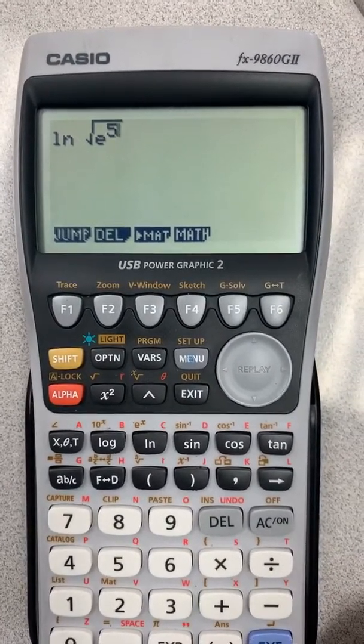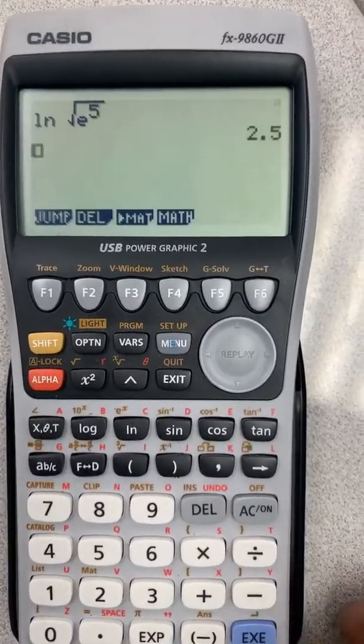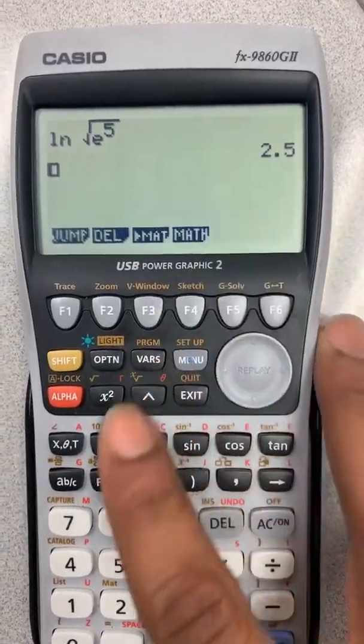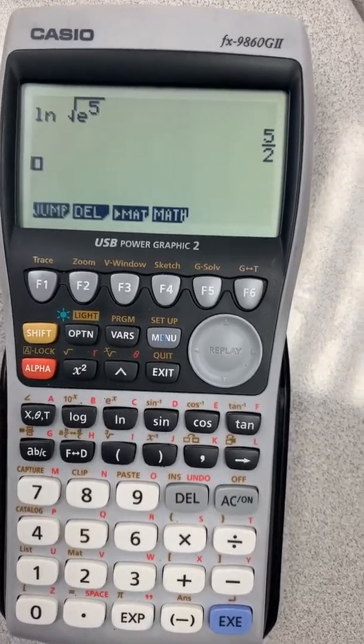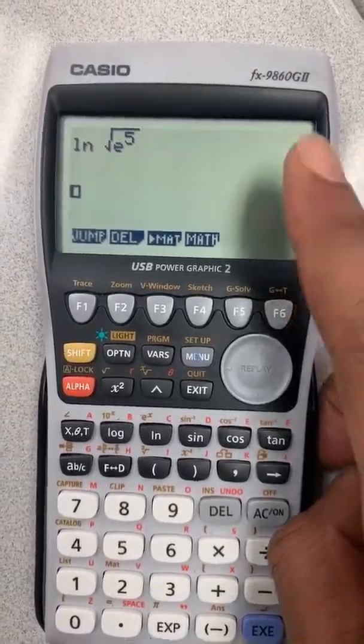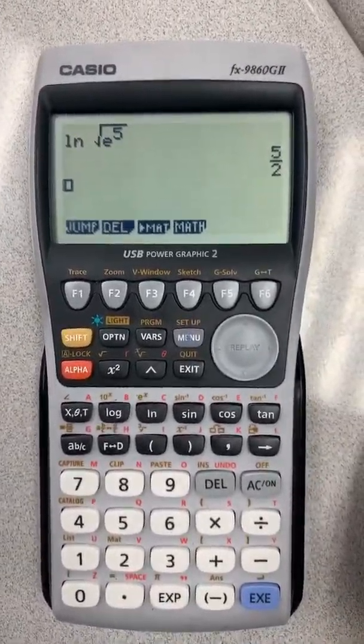And here's the same problem that I did on the board. I got 2.5. Remember, its fraction form is 5/2. So that's how we're able to get 5/2. Remember, it has everything to do with its exponent.